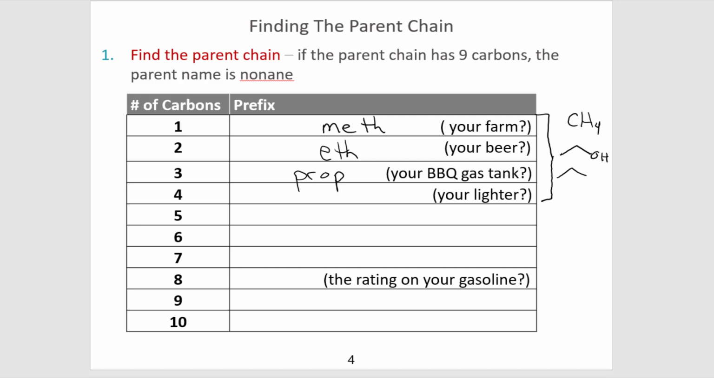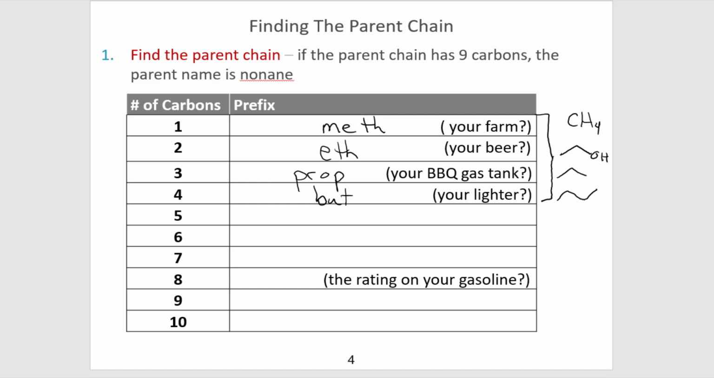How about 4? 4 prefix is your but, for butane, like a butane cigarette lighter. It's only barely a liquid at room temperature in 1 atmosphere. You shake that little lighter and you hear if there's still liquid in there, right? It's barely a liquid at room temperature in 1 atmosphere.